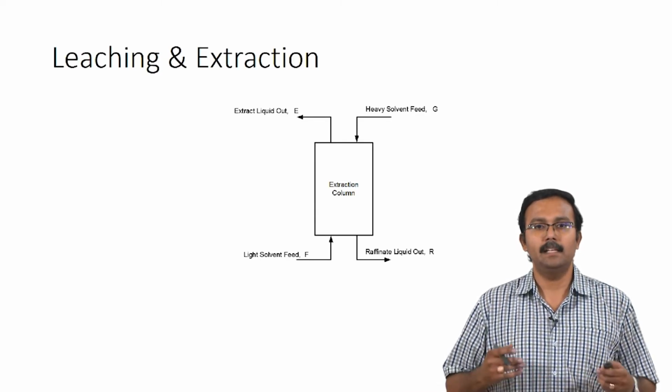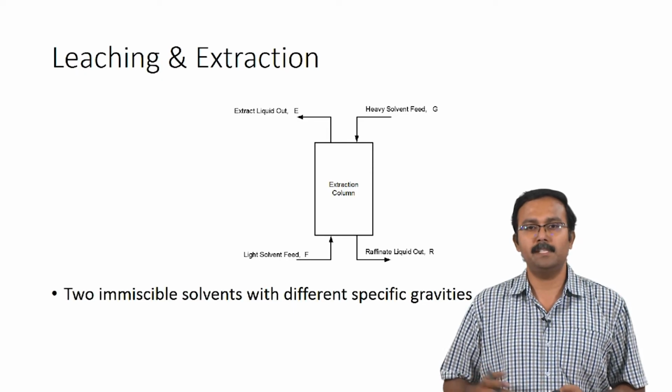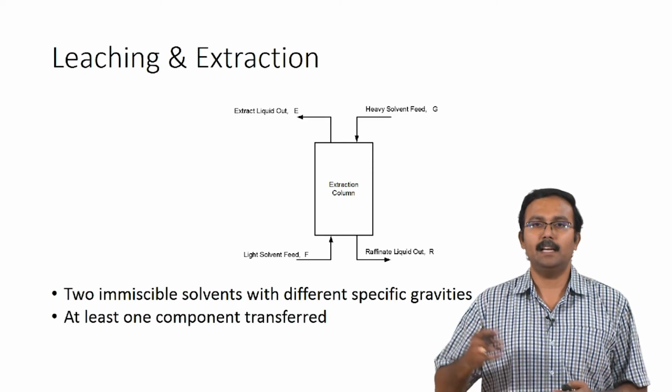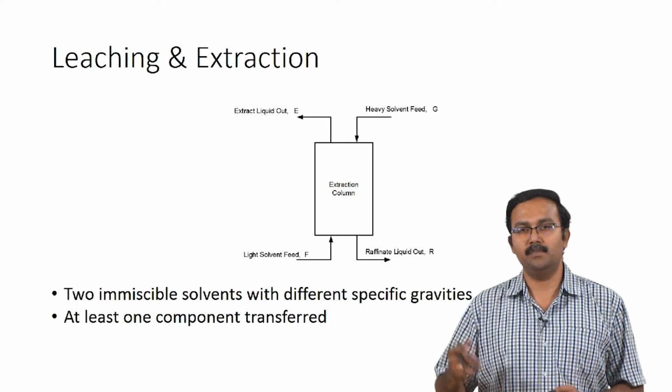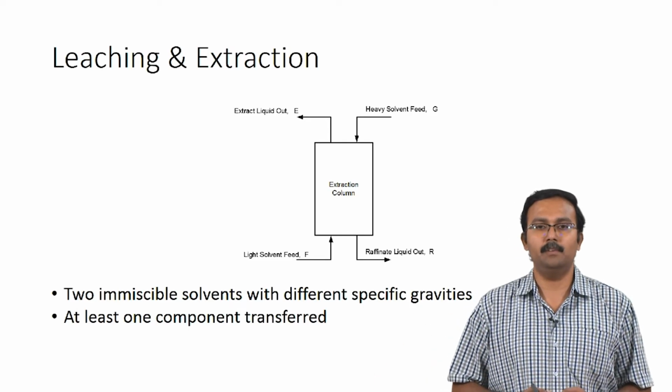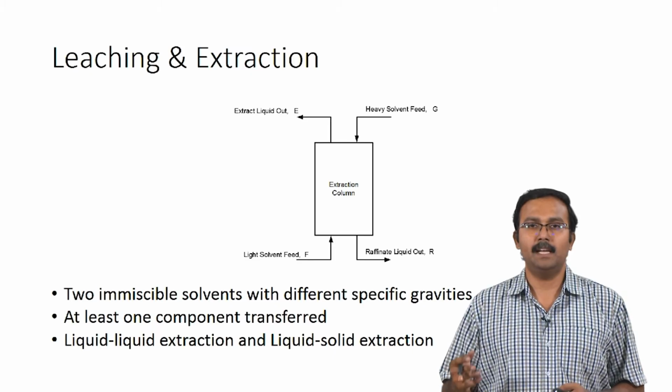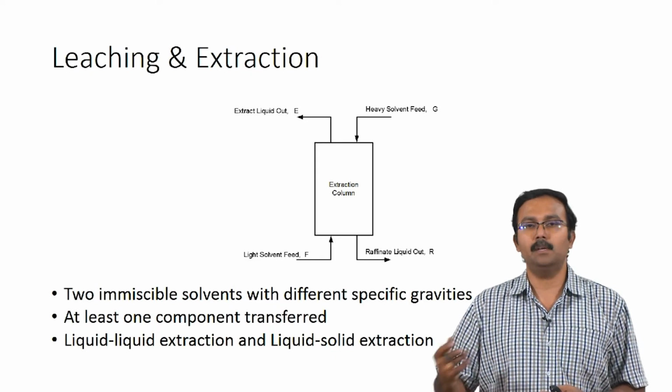So basically there are two immiscible solvents with different specific gravities. It is ensured that at least one component of interest is transferred from the heavy solvent feed to the light solvent feed, and this system can either be a liquid-liquid extraction or a liquid-solid extraction.